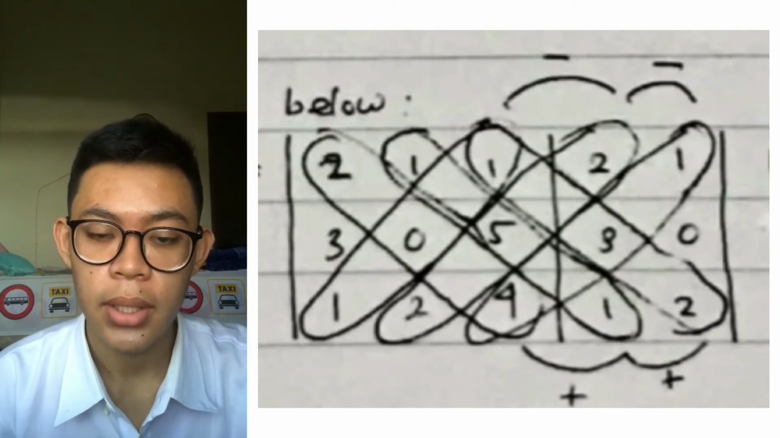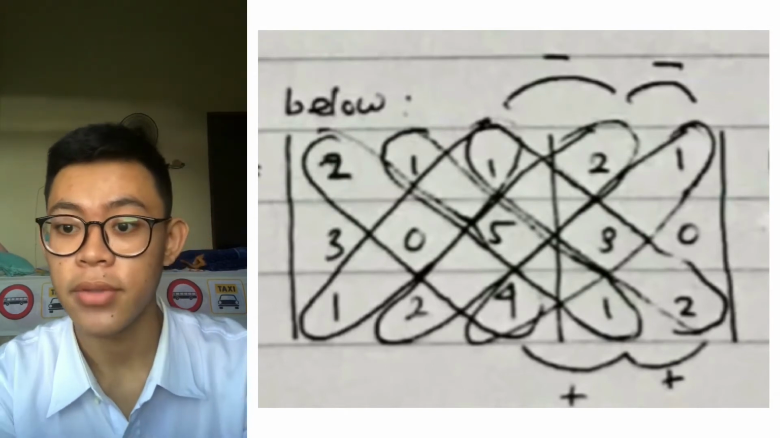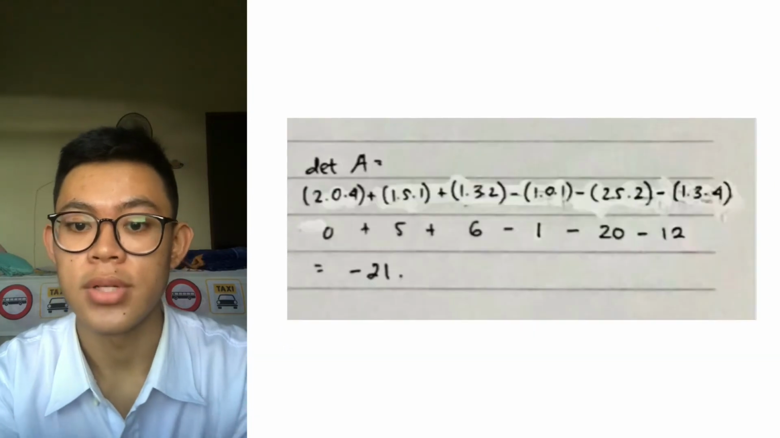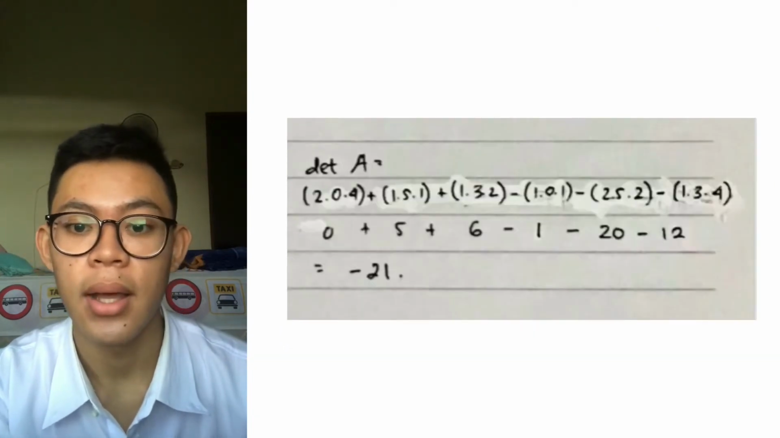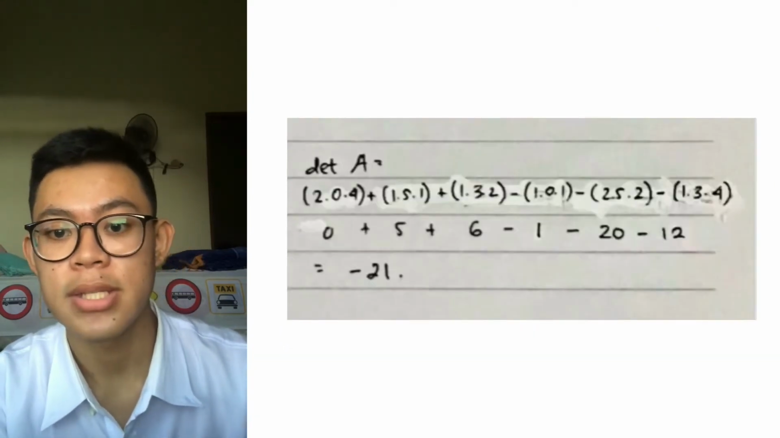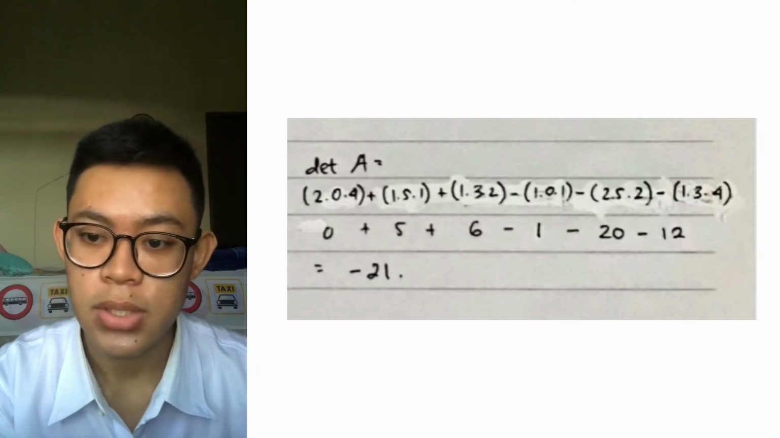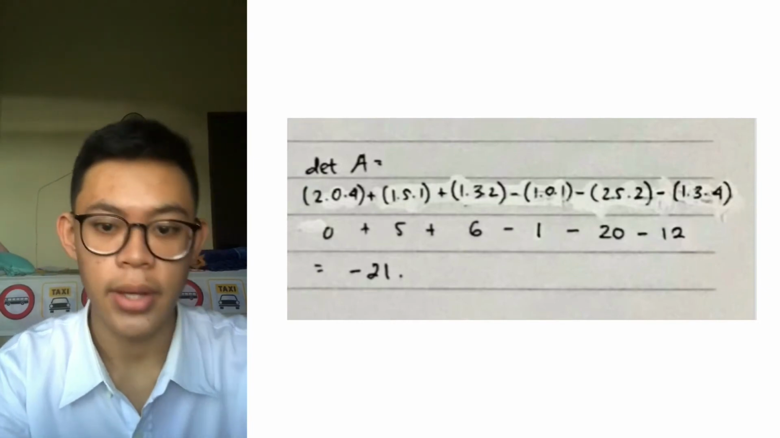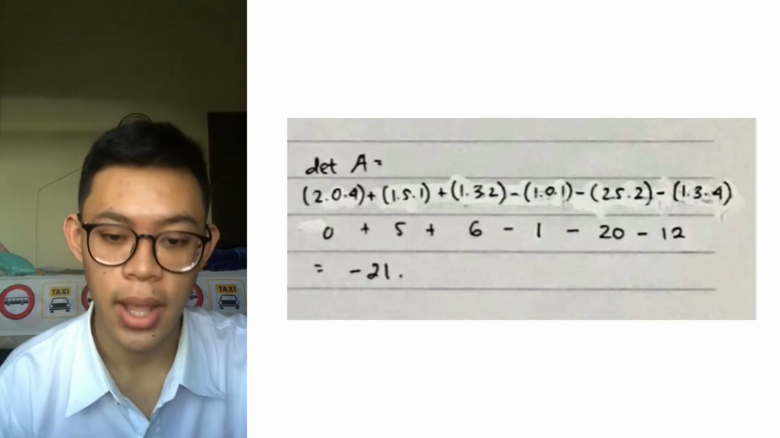So there will be 1 multiplied by 3 multiplied by 4, and then we are going to subtract all of those results, and then we get 0 plus 5 plus 6 minus 1 minus 20 and minus 12, and then the result is negative 21. So negative 21 is the determinant A. And then after we found the determinant A, which is negative 21, we're going to find the cofactor A.